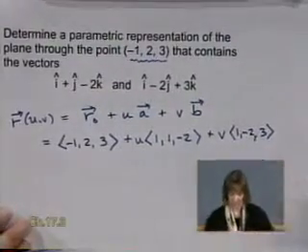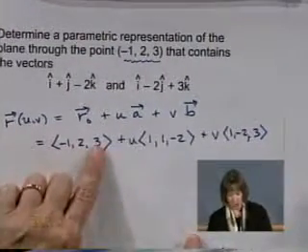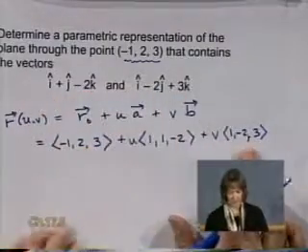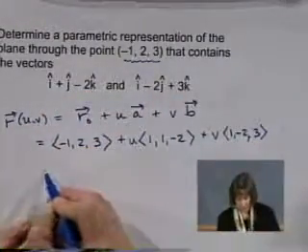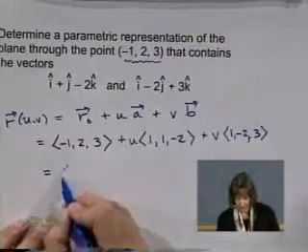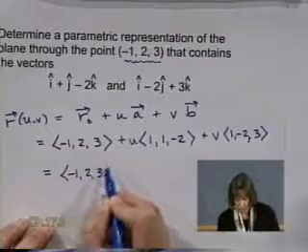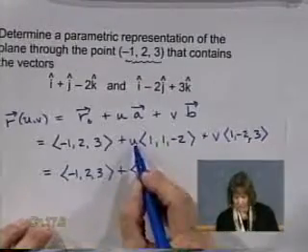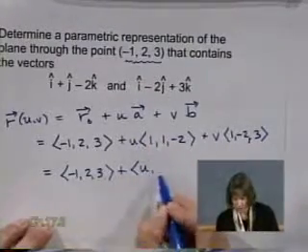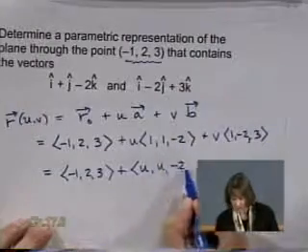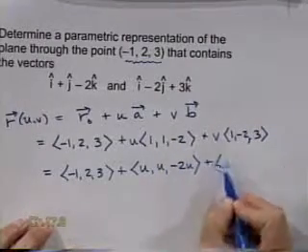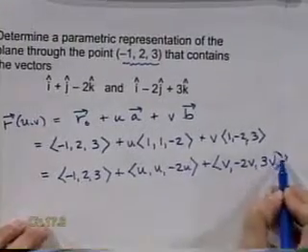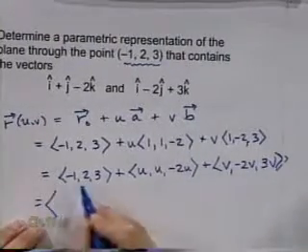That's a comma there, okay? So it's your initial point plus u times your first vector plus v times your second vector. Now notice, if we wanted to, we could write this as <-1, 2, 3> plus u times <1, 1, -2> plus v times <1, -2, 3>. Multiplying distributively, u times 1 is u, u times 1 is u, u times -2 is -2u, plus v times 1 is v, minus 2v, 3v. And we could combine similar terms.